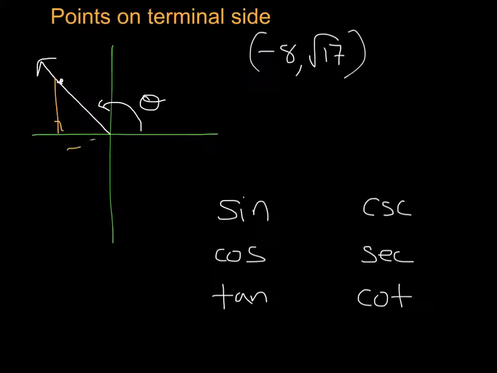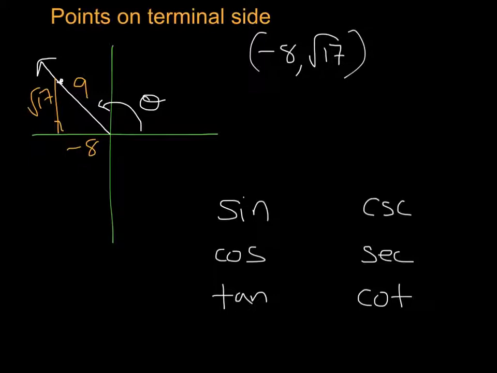This length over here is -8, and this length here is the square root of 17. Right, because I'm going back 8 and then up square root of 17. Then I can use the Pythagorean theorem to find the third side, or the radius in this case. So this is 9. I'm sure you can do the Pythagorean theorem, and you end up getting 9. And by the way, the radius is always going to be a positive number, or your hypotenuse will always be a positive number.